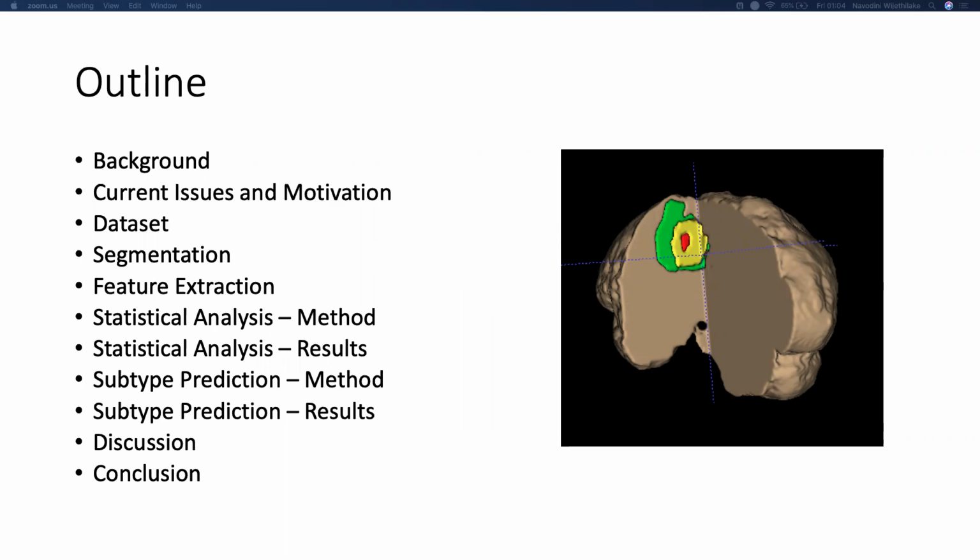First, we will share the background, the current issues, and the motivation behind this research. Then we will look at our dataset, the segmentation, and the feature extraction processes. Next, we are presenting the statistical analysis and the machine learning-based subtype prediction methods and the results. Finally, the discussion and the conclusion will be presented.